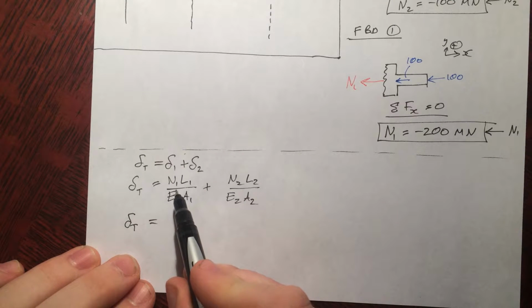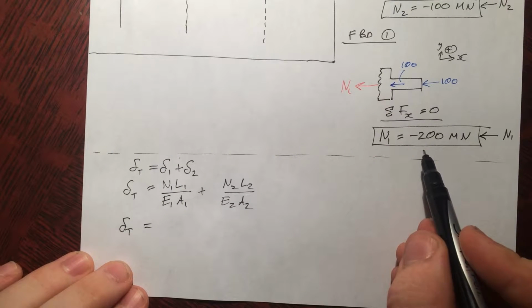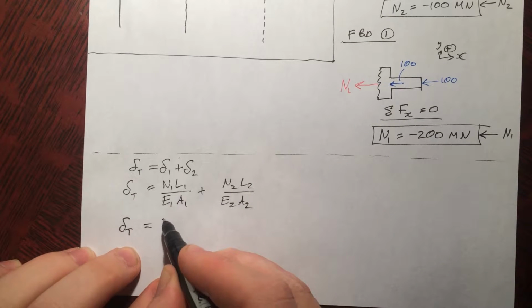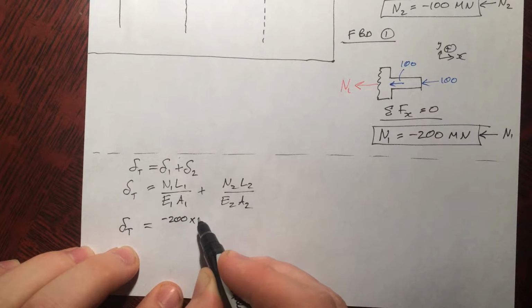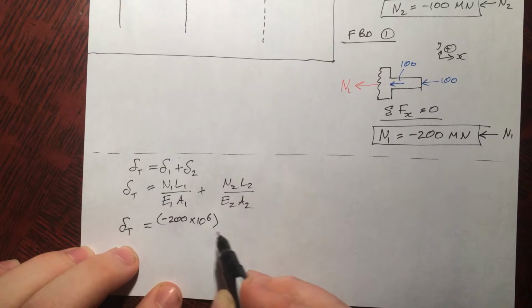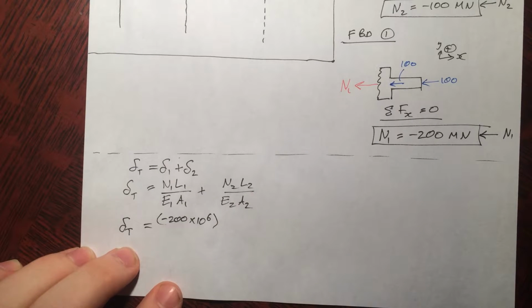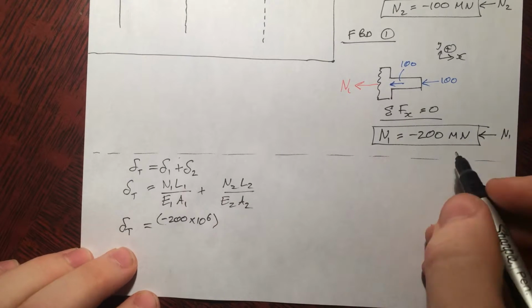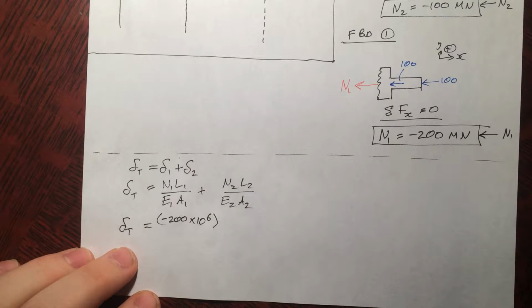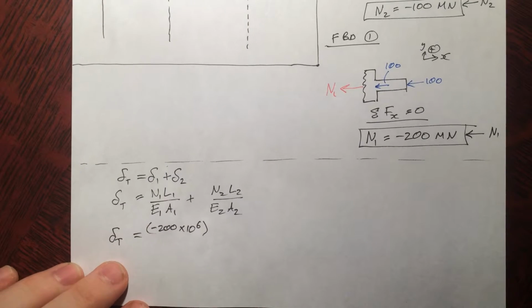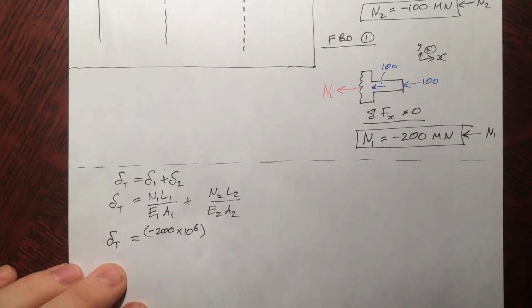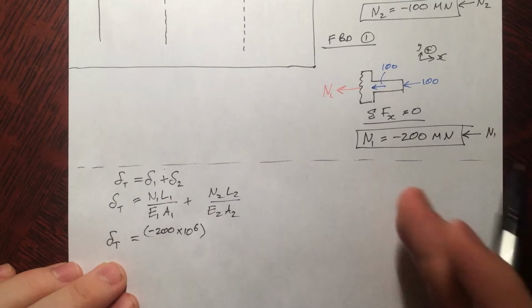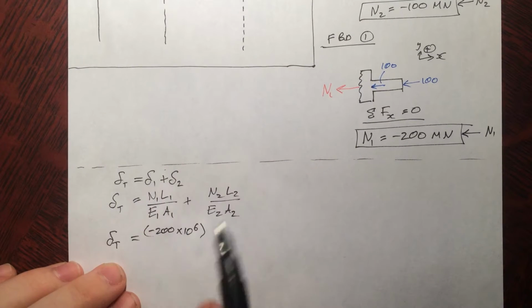Alright, so N1, negative 200 meganewtons. And like I've said before, I always like to put them in terms of just meters or just newtons. Take the prefixes out of your number crunching there. That will make sure that your answer comes in meters instead of having to decipher what a meganewton divided by a millimeter is. Just put it all in terms of meters, newtons, and you'll get your answer in meters, and from there, if you want, you can convert it back.